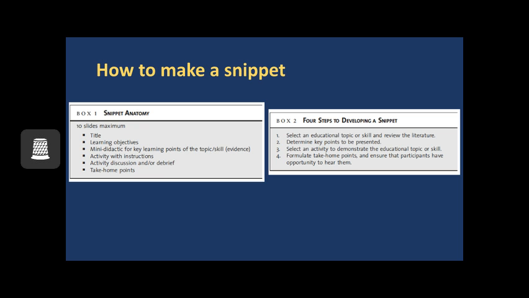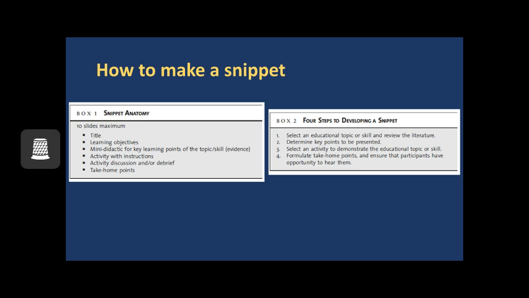The balance of the snippet presents some activity, preferably interactive, that promotes application of the new knowledge or skill. Debriefing after the activity or some form of discussion is important to relate experiences and reinforce the take-home points. Citations are recommended to assure that the new knowledge or skill presented in the snippet is evidence-based.